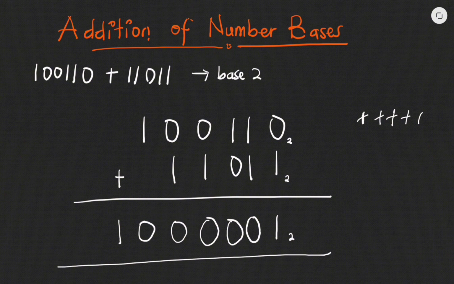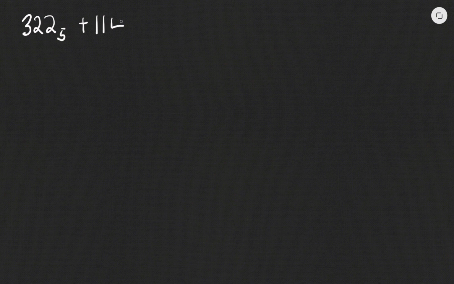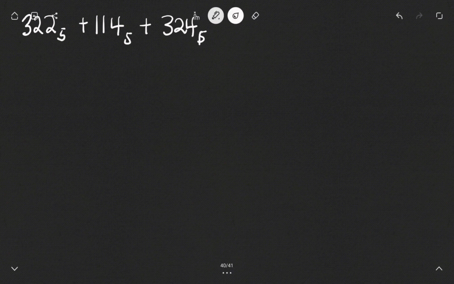All right, so let's proceed to look at another example so that we further understand how to add in number bases. So this time around, we are to add the following numbers. We are to add 322 base 5 with 114 base 5 and 324 base 5.